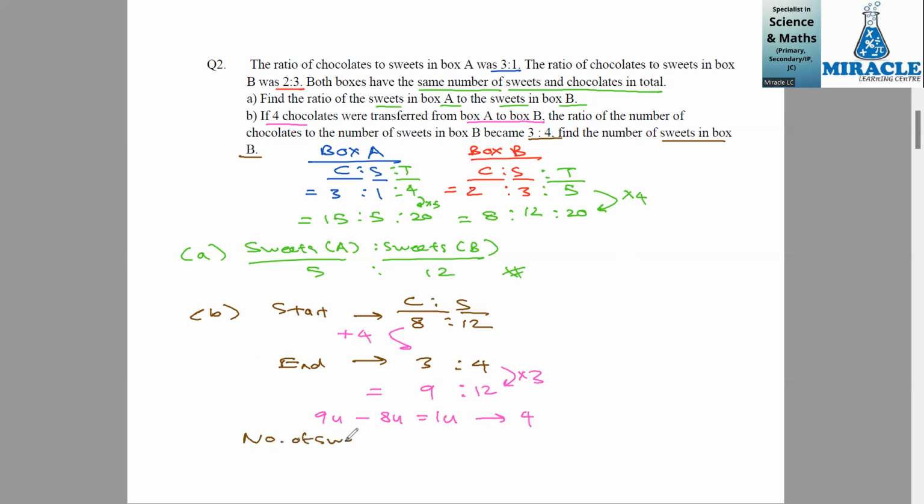So now we can find the number of sweets in box B. The number of sweets in box B would be 12 units. So 12 units represents 12 times 4, which gives us 48. So this is your final answer for question 2.